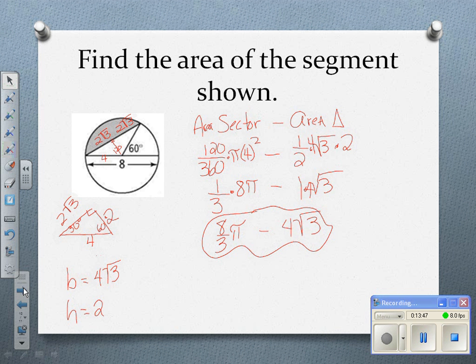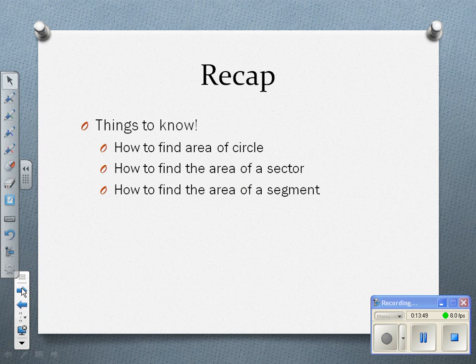In this lesson, here are the things that you need to take out of it. How do I find the area of a circle? How do I find the area of a sector? And how do I find the area of a segment? Those are the important things that you need to pull out of this lesson.